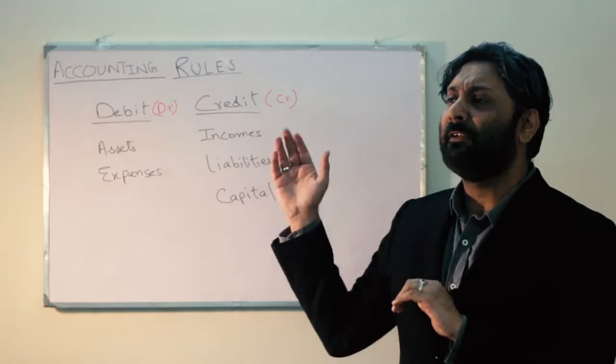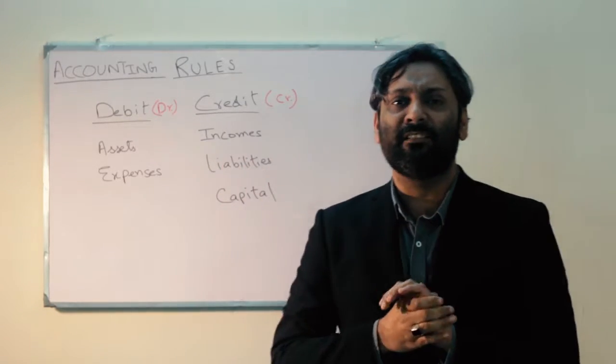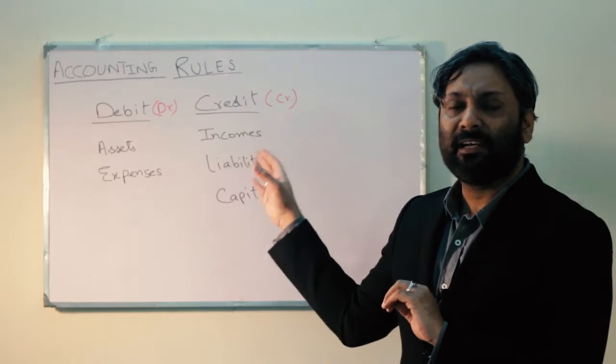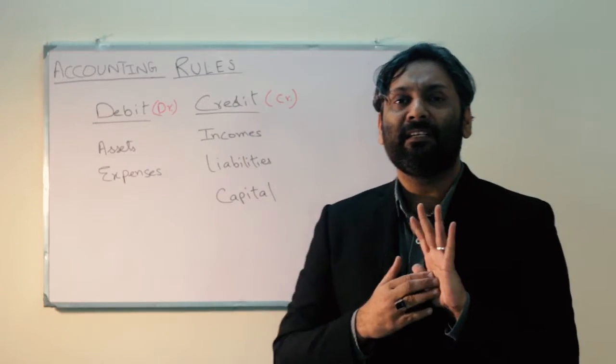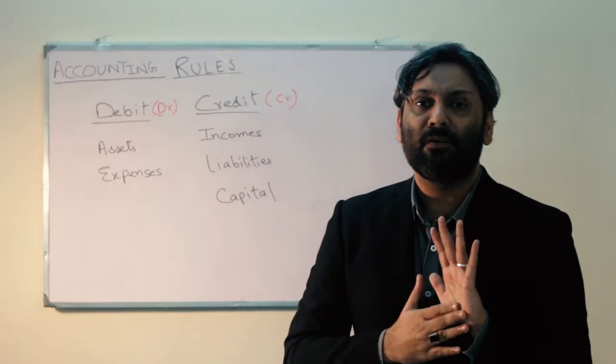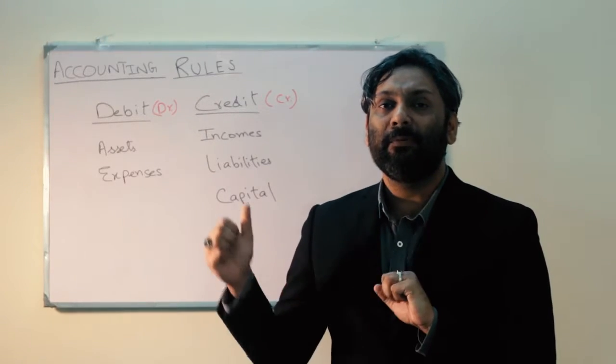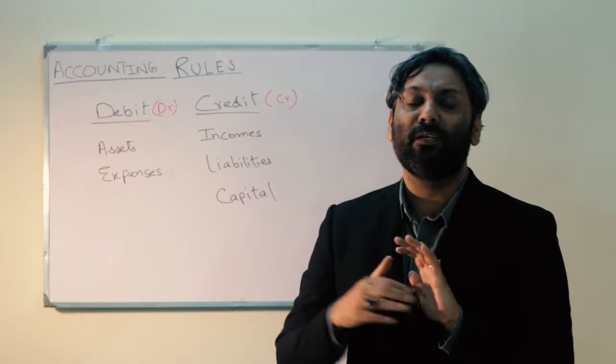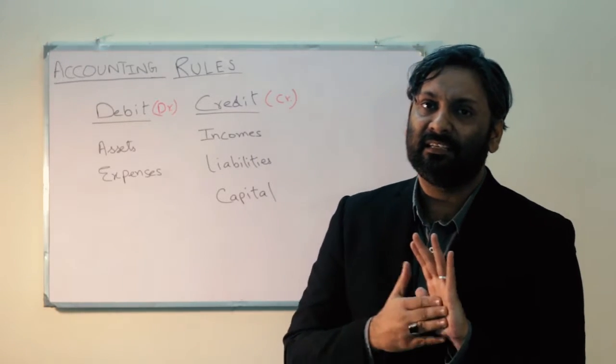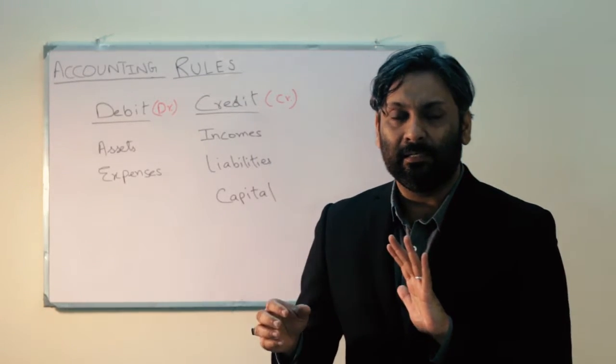On the other hand, if we are talking about the other three terms listed under the heading of credit, that is incomes, liabilities and capital, when they increase, that is, when they go according to their nature, they will be credited, and if they decrease, that is, they are going against their nature, they will be debited.